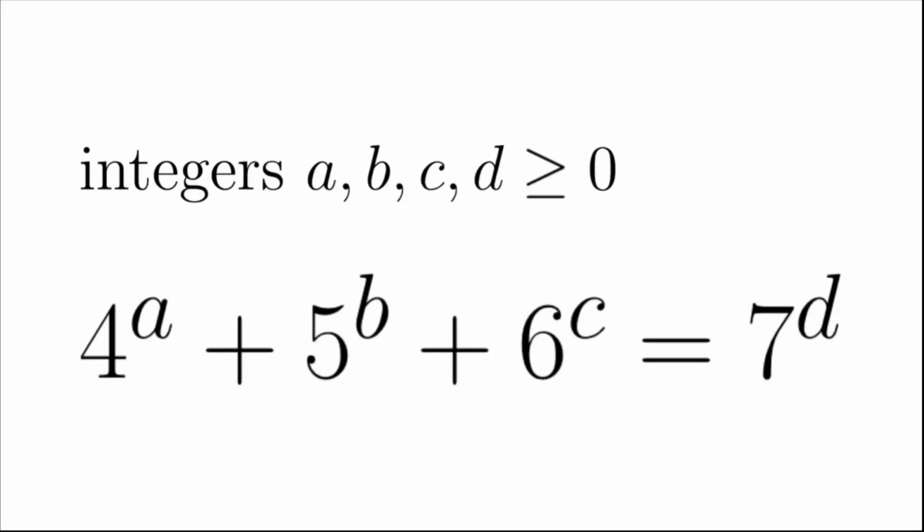In this video, we are going to find non-negative integers a, b, c, and d, such that 4 to the power a plus 5 to the power b plus 6 to the power c equals 7 to the power d.